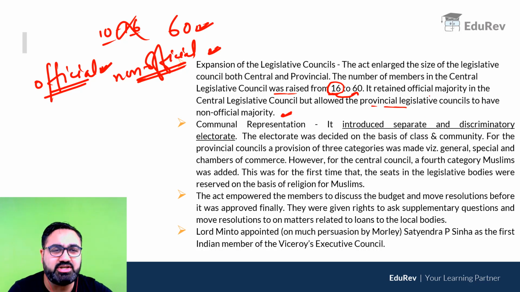So, the official majority in the Central Legislative Council was still retained, meaning that out of these 60 members, the majority of the members in the Central Legislative Council had to be official members, those who worked for the company only.